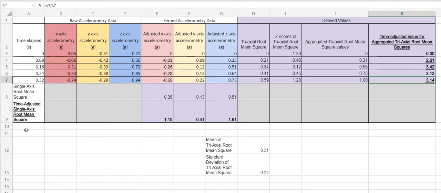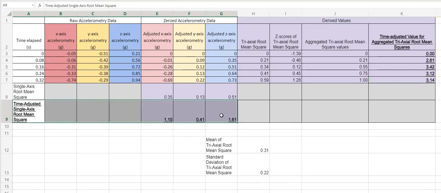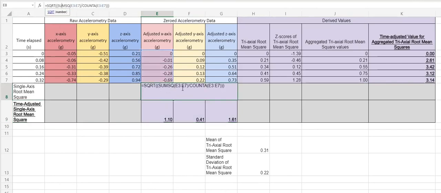The final derived values from the sensor's raw accelerometry values were the time-adjusted root mean square values for individual axes. As before, we used the sum square function to get the sum of squared values for a single axis, divided by the number of cells to obtain the average squared value, and then took the square root of the average squared value to get the root mean square.